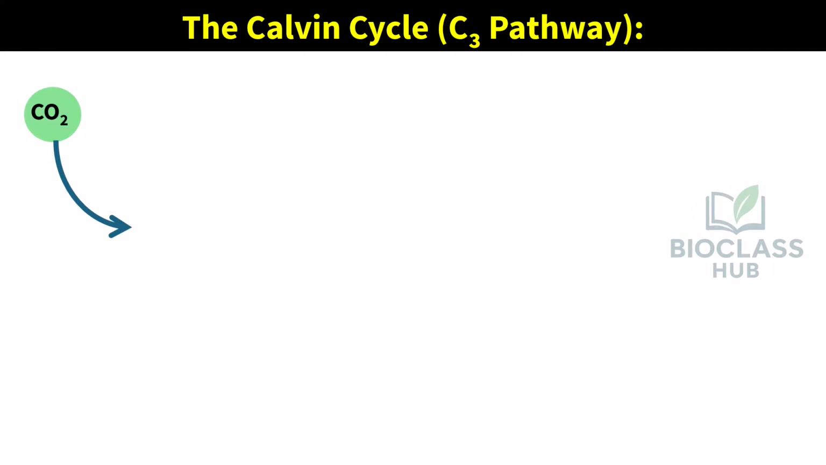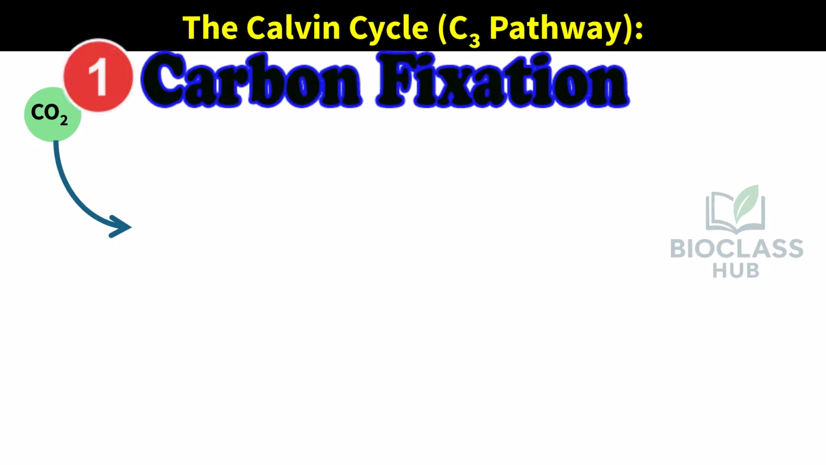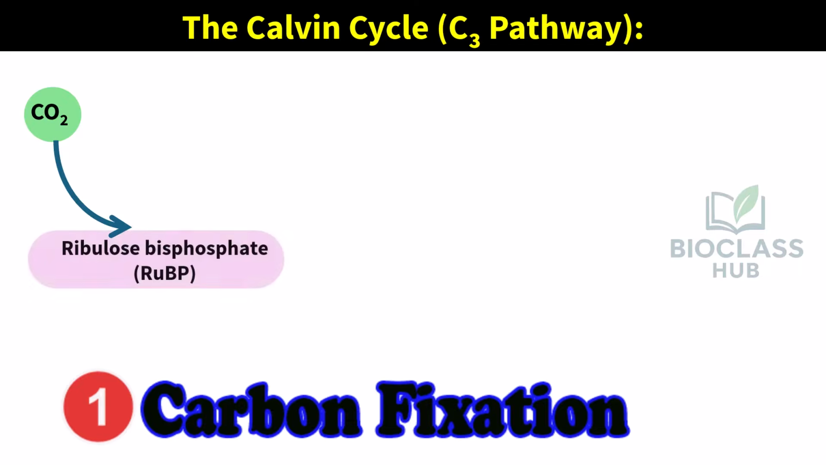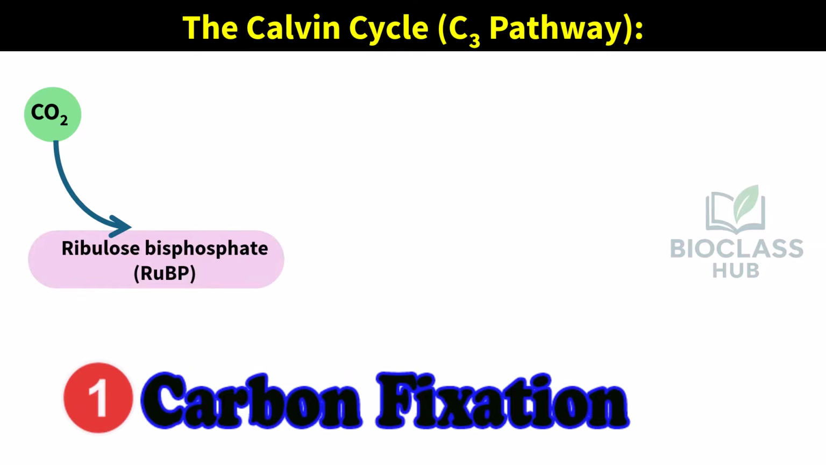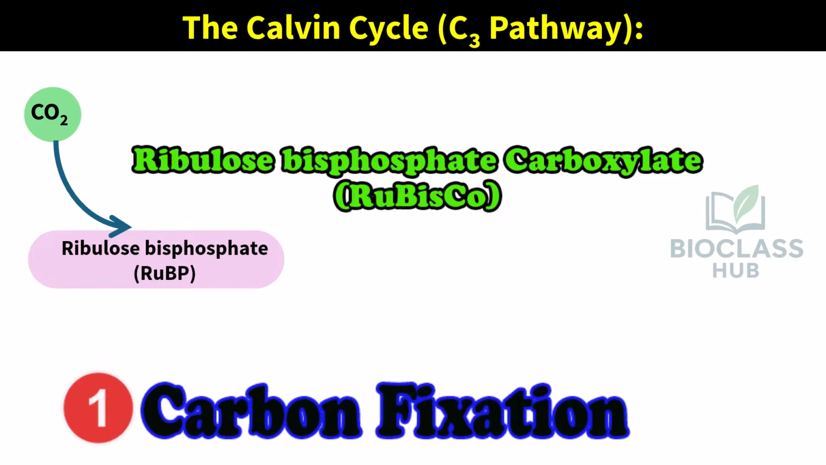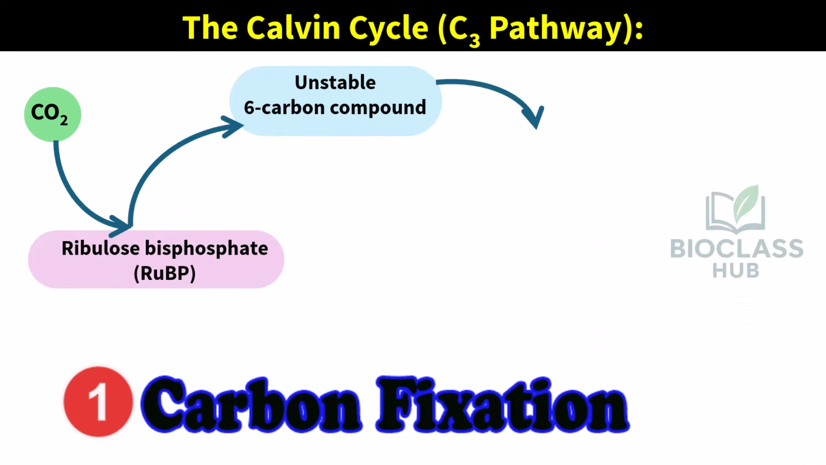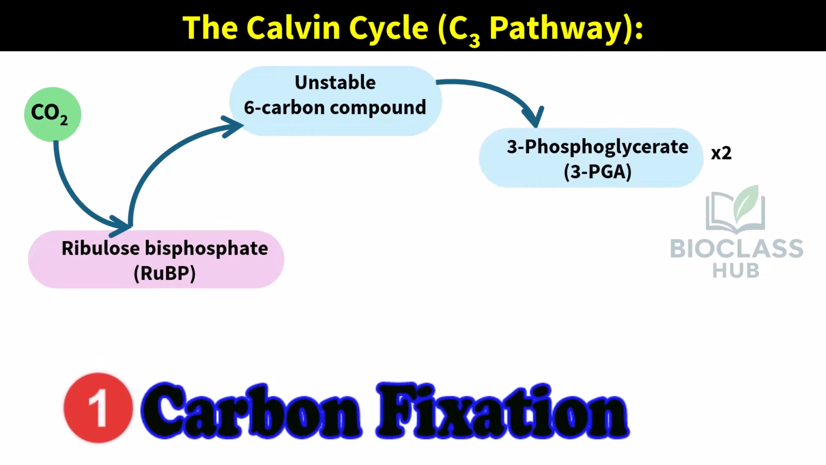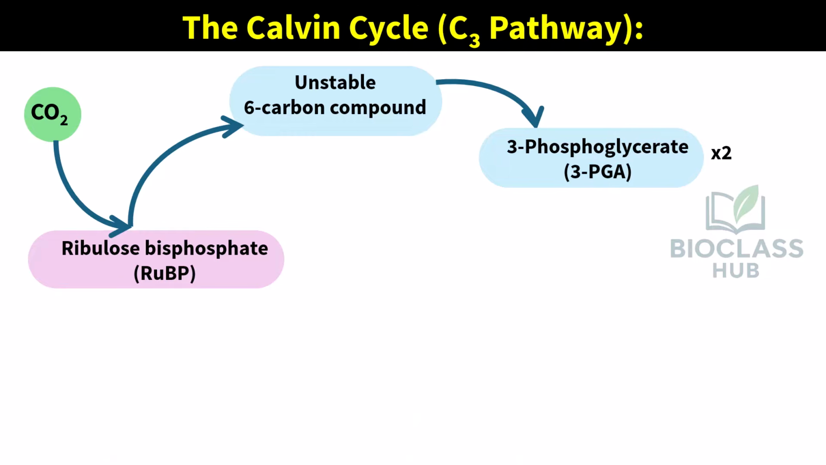Photosynthesis in C3 plants consists of three main stages. 1. Carbon fixation. Carbon dioxide combines with a 5-carbon sugar called ribulose bisphosphate. The enzyme ribulose bisphosphate carboxylase catalyzes this reaction, forming an unstable 6-carbon compound that immediately splits into 2 molecules of 3-phosphoglycerate, 3-PGA, also known as phosphoglyceric acid or glycerate 3-phosphate.